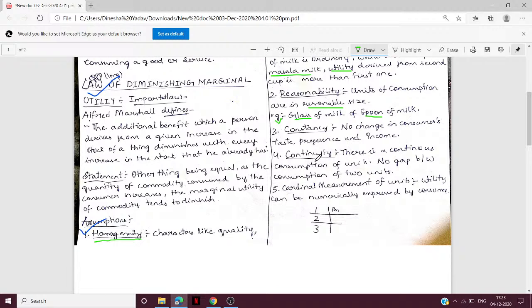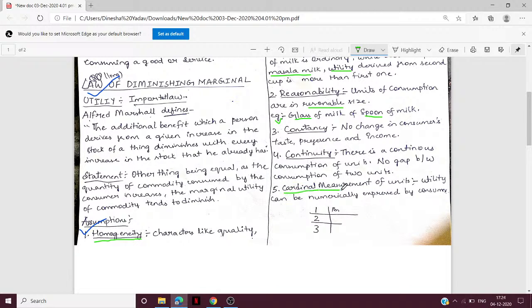And fourth one is continuity. There is a continuity consumption of units. We are assuming here that there is continuity in consumption of units. No gap between consumption of 2 units. That is, we are continuing the consumption. We are not stopping anywhere. This is our fourth assumption.